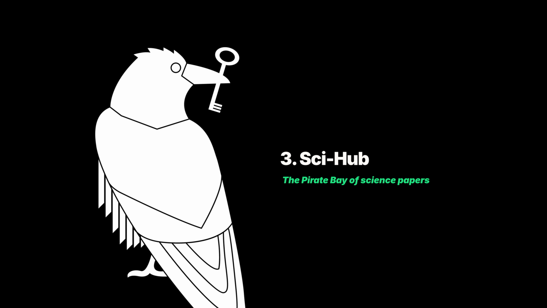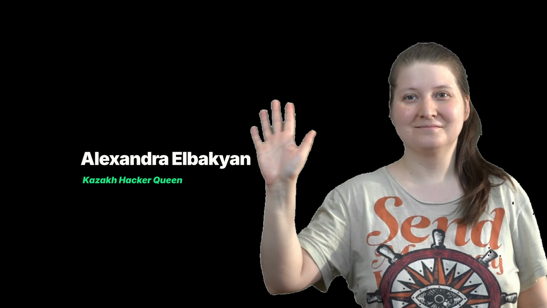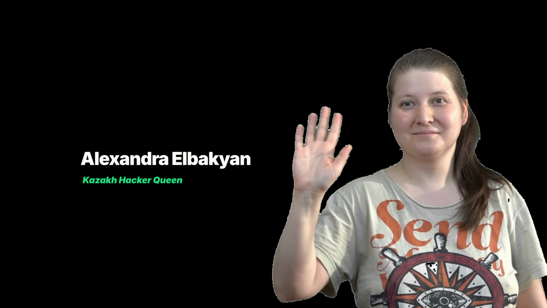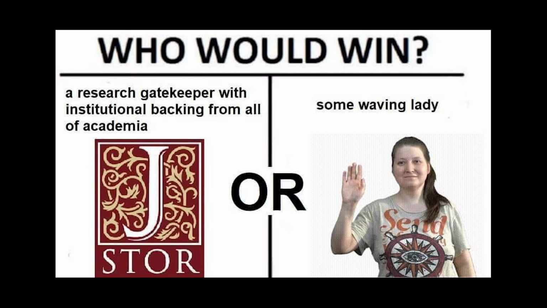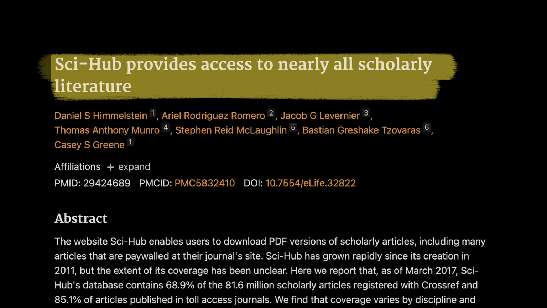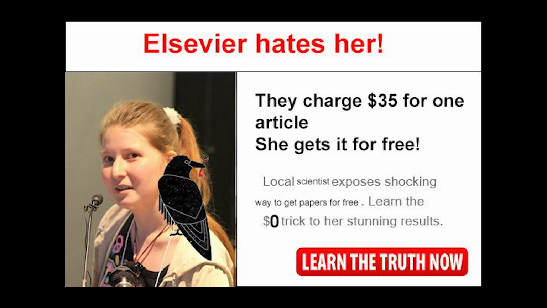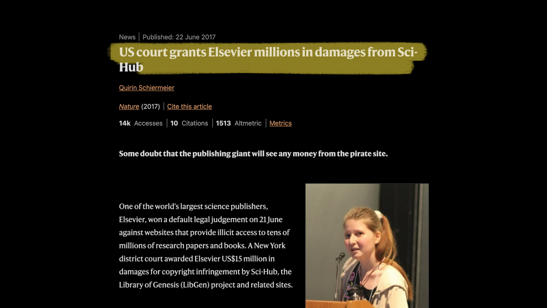At number 3, we have Sci-Hub, the Pirate Bay of science papers. This site was originally created in 2011 by Alexandra Elbakan, a Kazakh hacker queen, who was so frustrated with closed access that she created a website that contained almost all of the world's scientific articles. This made the journals very unhappy and they decided to sue her, and they successfully won $15 million in damages.